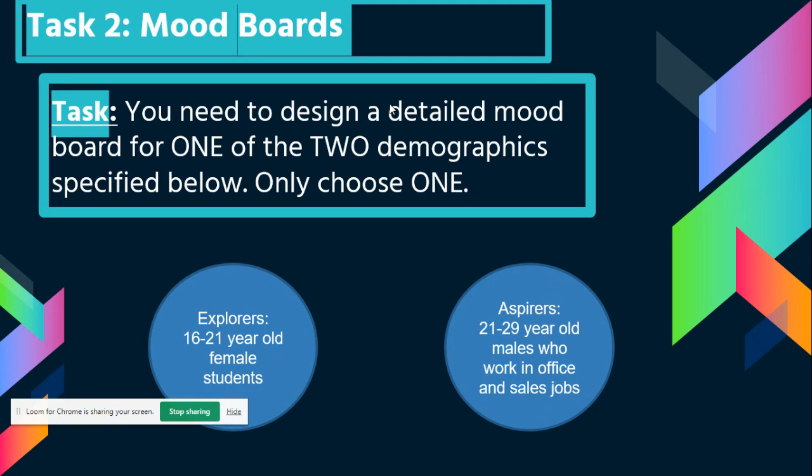On the left hand side, a female who is a student, between 16 and 21, who is an explorer. You need to be thinking about someone who's probably more interested in adventure and holidays. Again, if it's a female, you need to think about the kind of things that she might wear, like dresses. Colour scheme needs to go in there as well, font types, and the kind of products that she might want to buy, like fragrances and things like that. So again, that one is quite straightforward.